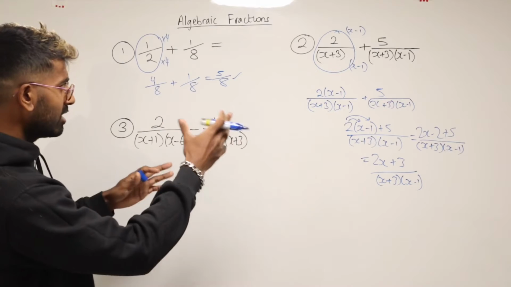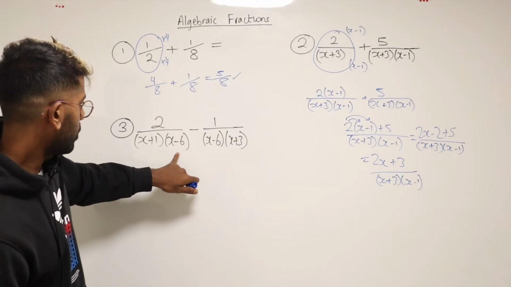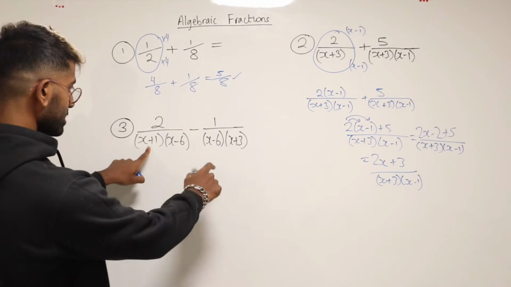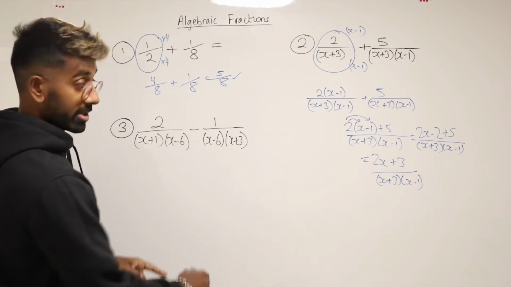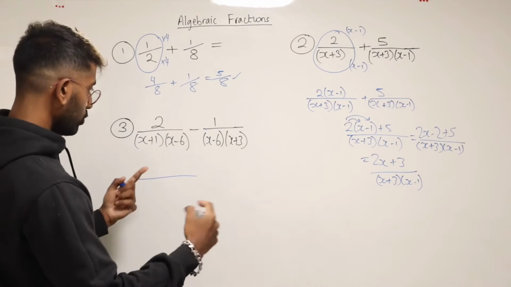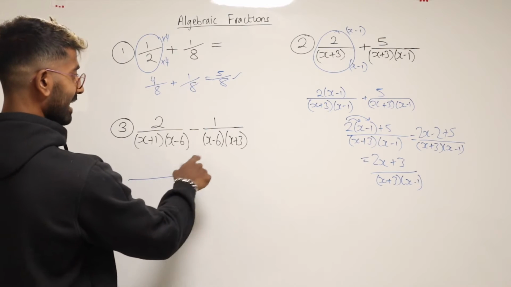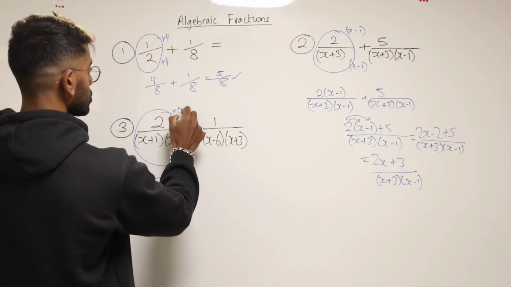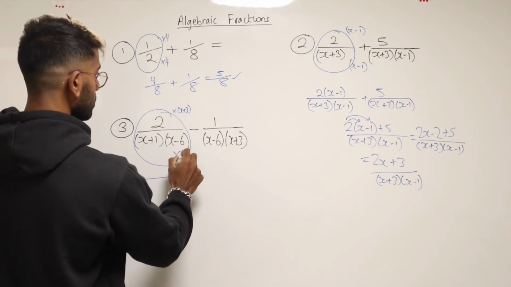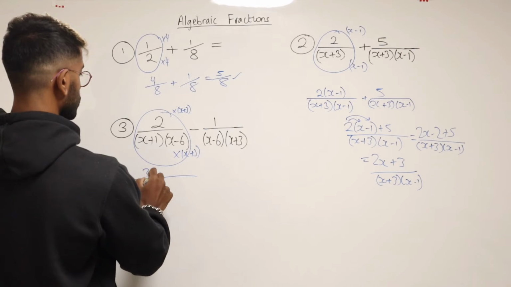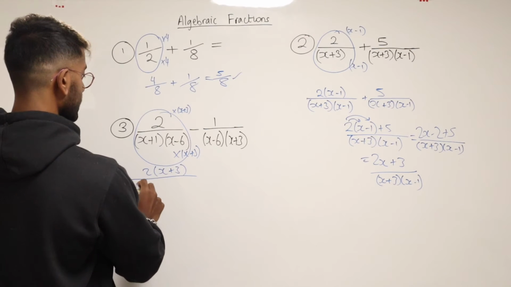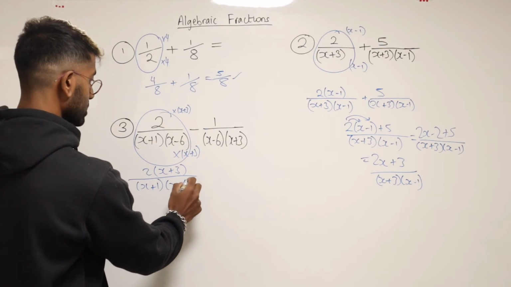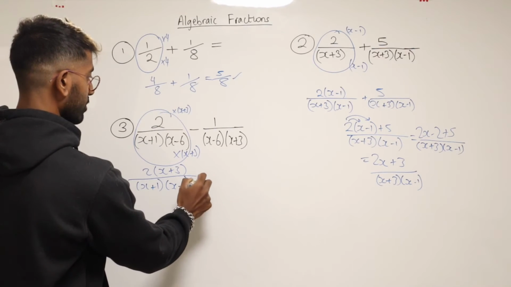So again, a little bit similar to that one. Both of these denominators already have an x minus 6 in them. The only thing that's different is the x plus 1 over here and the x plus 3 over here. And so all we need to do for this is make this denominator have an x plus 3. And so to do that, I'll take this fraction, times the top by x plus 3, and times the bottom by x plus 3. So I'll have 2 lots of x plus 3, and on the bottom this time 3 brackets. So x plus 1, x minus 6, and x plus 3.